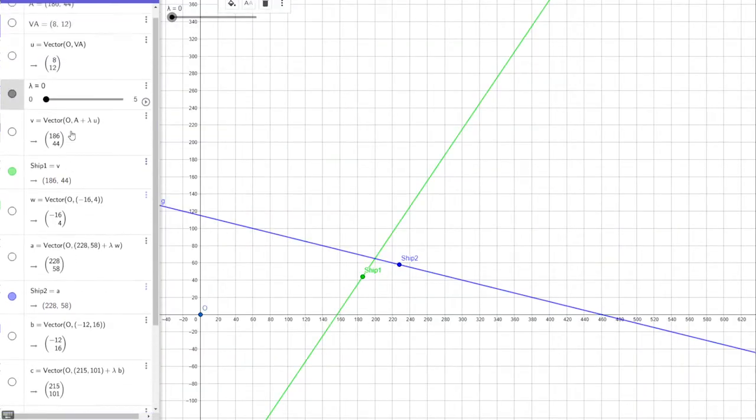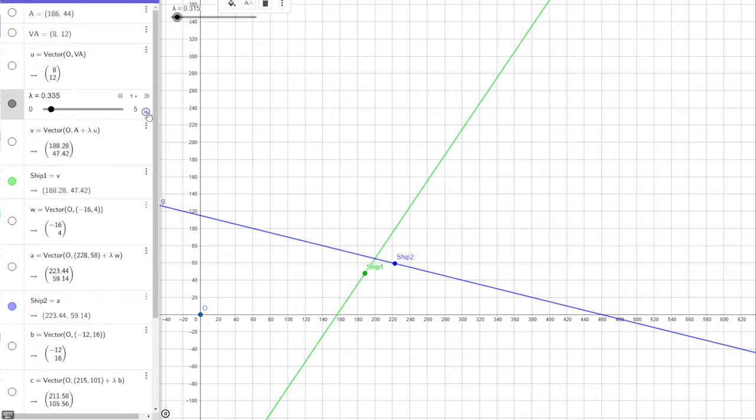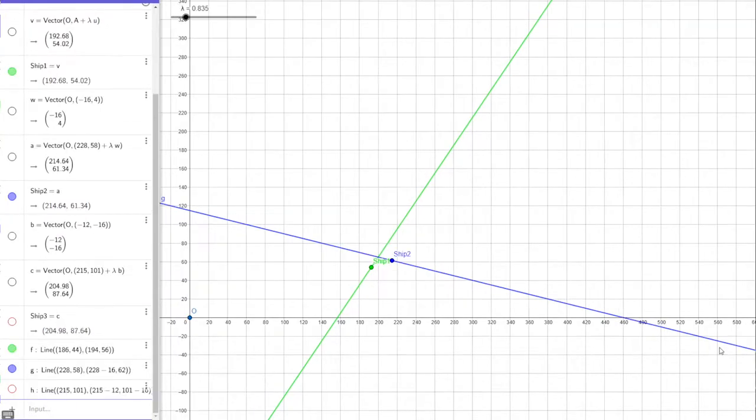So if we just let the slider play out, this is what happens between the two ships. They come towards each other, and they collide at that point there. We're going to assume that they're not going to keep moving on, but that's how they would move. And so we can also see that the ships are traveling along in a straight line.